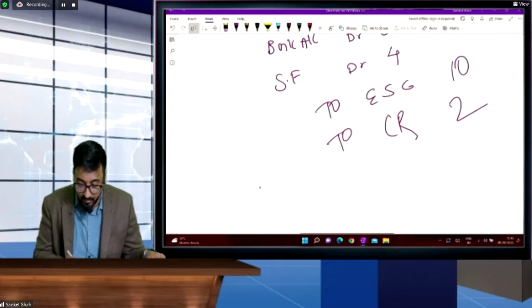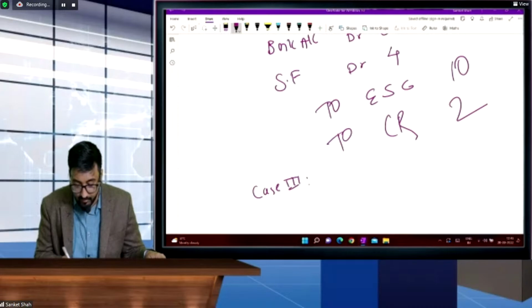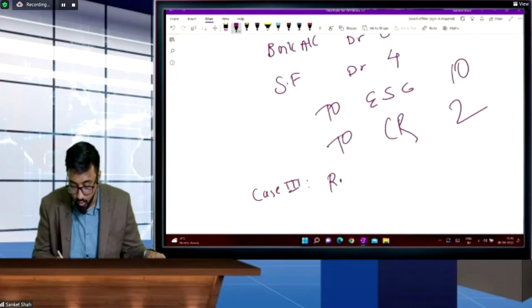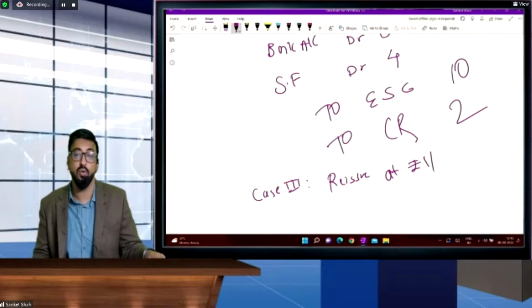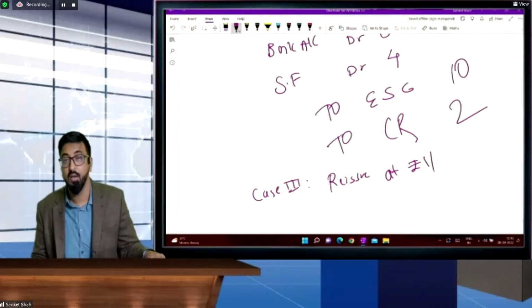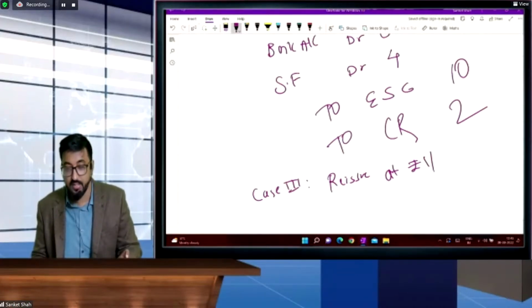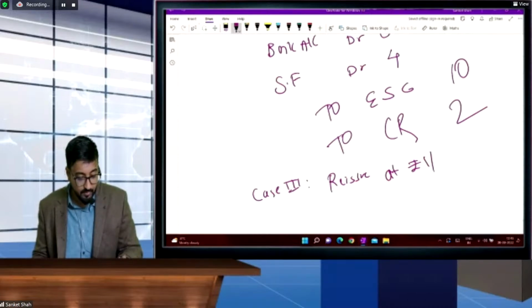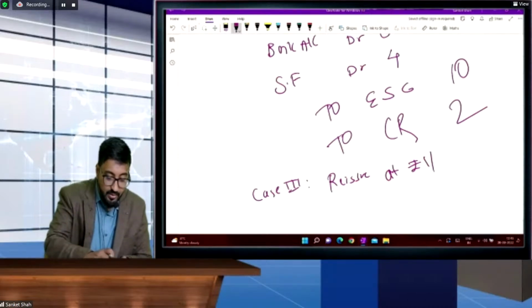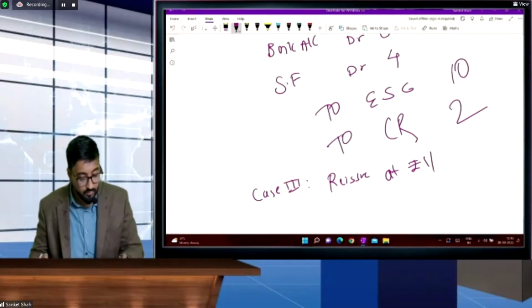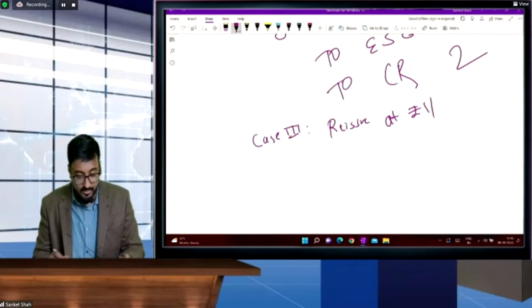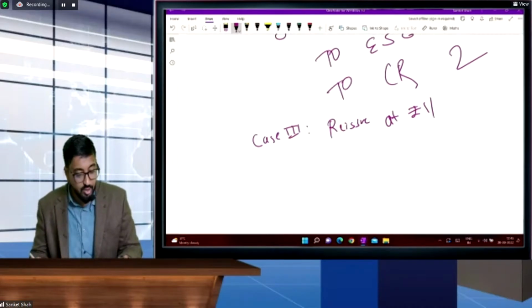Case number 3. Reissue at rupees 11. Chalo, reissue at rupees 11. Tell me, fast. जल्दी से बताइए मुझे. Yes, reissue at 11.